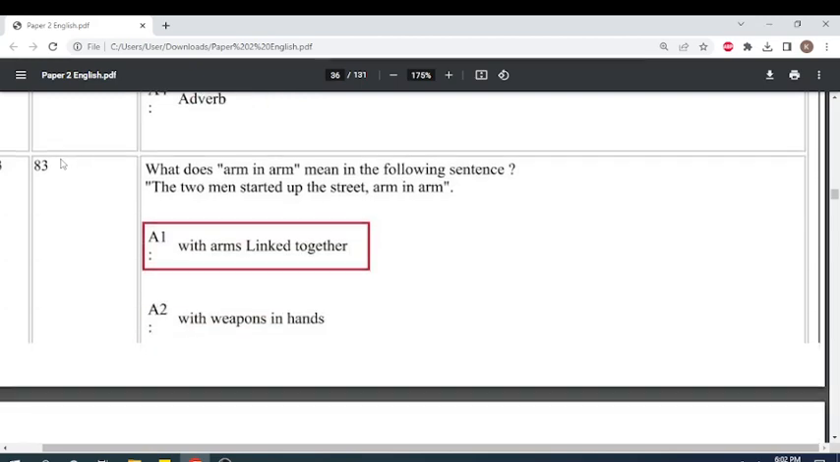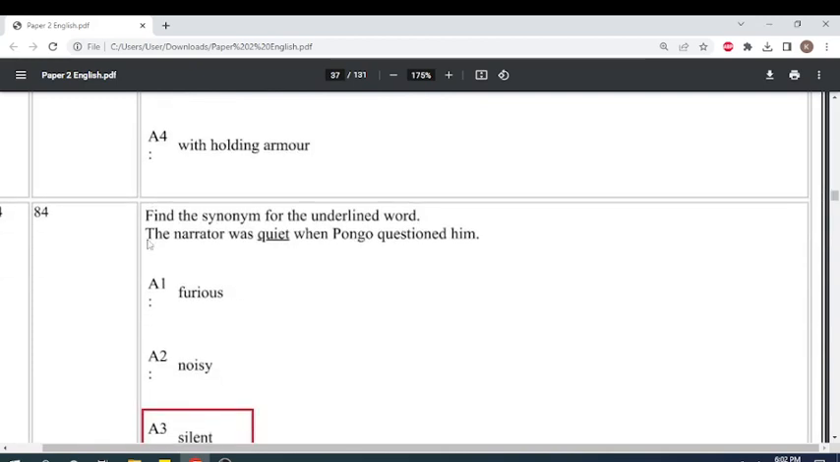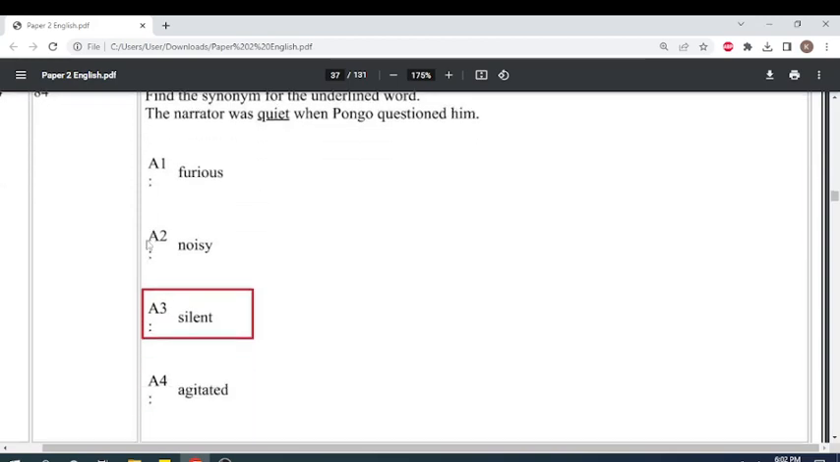83. What does arm in arm mean in the following sentence: the two men started down the street arm in arm? Answer A1, with arms linked together. 84. Find the synonym for the underlined word. The narrator was quiet when Pongo questioned him. Answer A3, silent.